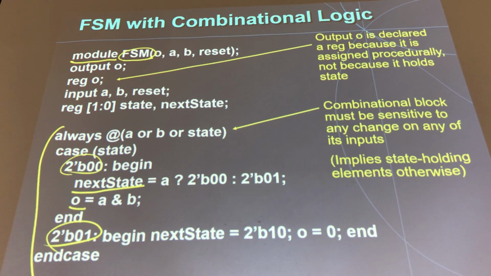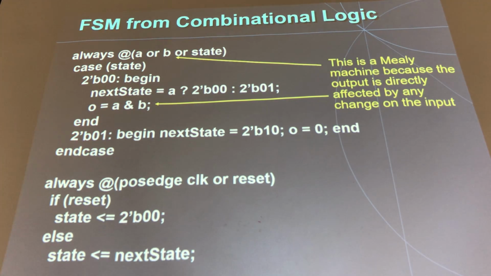Any questions? Put them together, the same thing. Besides the declaration, there is an always block. This always block provides the next state and output signal. The other always block is for the register.